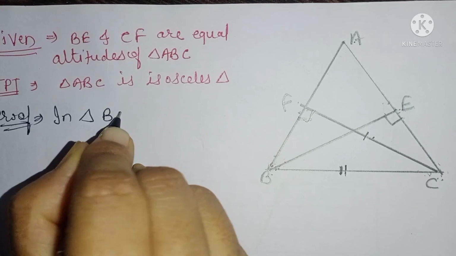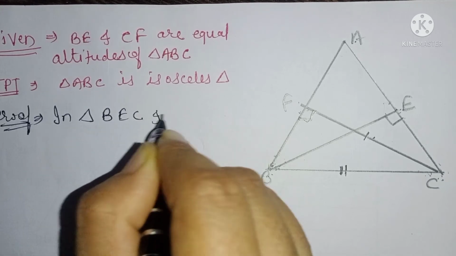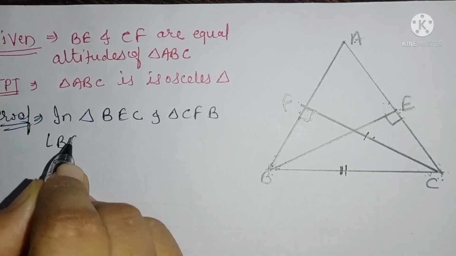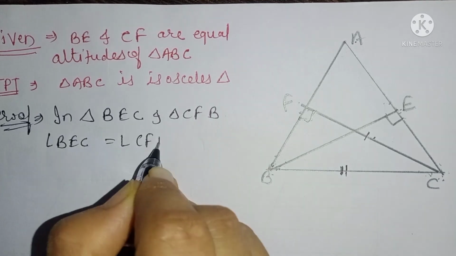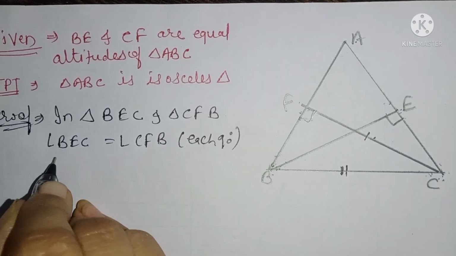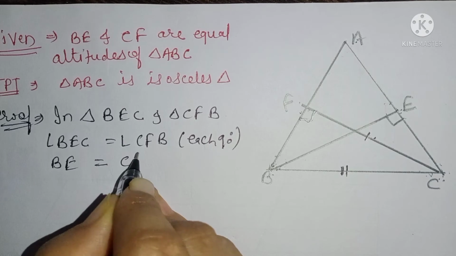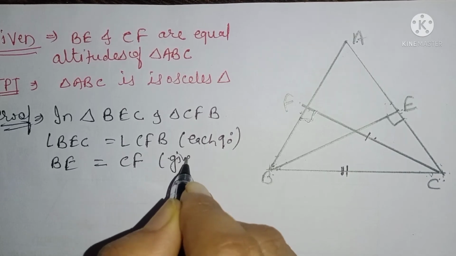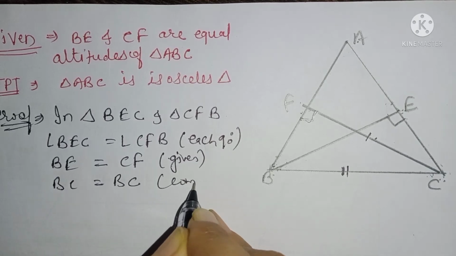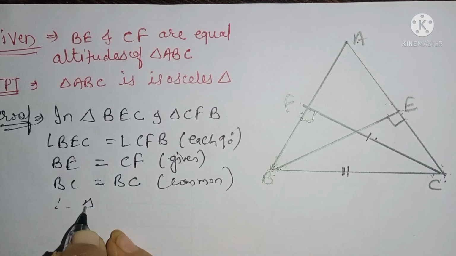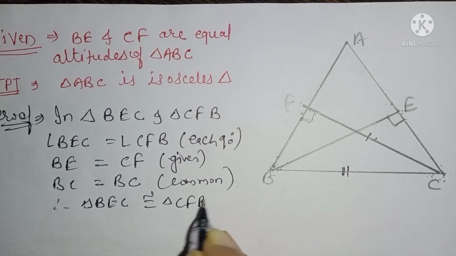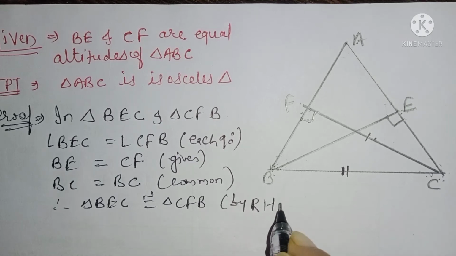So now let's prove in triangle BEC and in triangle CFB. We have angle BEC is equal to angle CFB, each 90 degree क्योंकि ये altitude था. Then we have BE is equal to CF. These are equal altitudes which is given to us. Then we have BC is equal to BC which is common side. And therefore triangle BEC is congruent to triangle CFB by RHS criteria.